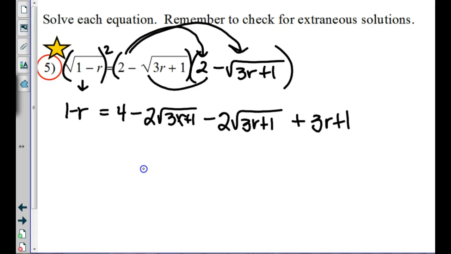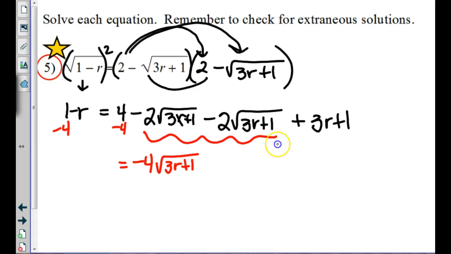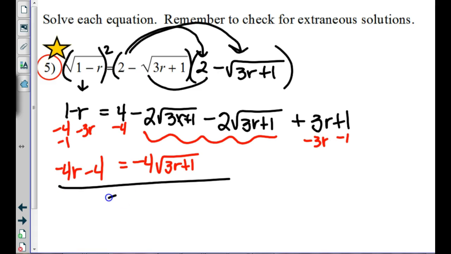Now we have to isolate the radical again. So we're going to combine these and get a negative 4 square root of 3r plus 1. Then we're going to subtract the 4 over here, and this 1 over here, and this 3r over here. So I get a negative 4r minus 4. Could I do a little fun right here? If I take out a negative 4, what'll be left over here? R plus 1 equals square root of 3r plus 1.